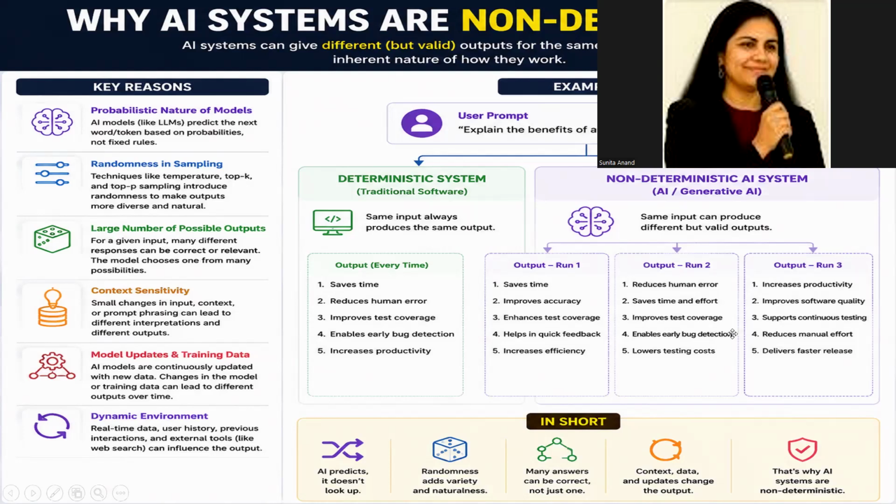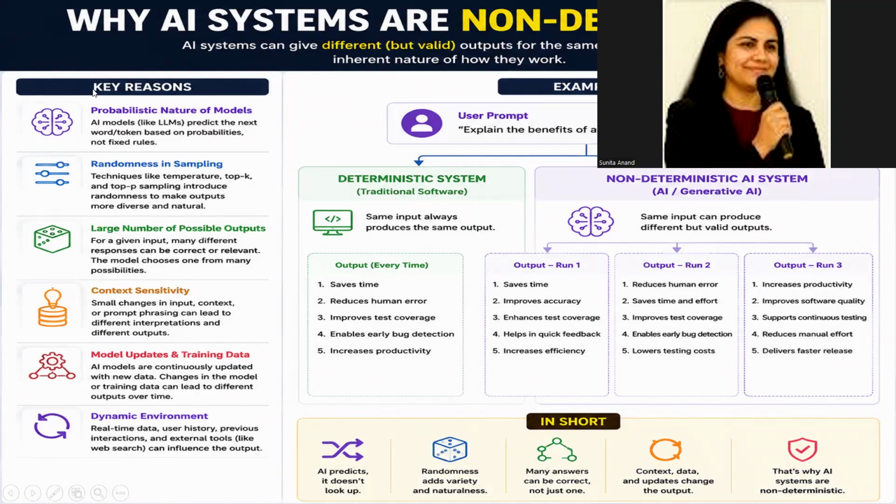Likewise in run three, what happens? It increases the test productivity. It improves the software quality. It supports continuous testing. It reduces manual effort. There's no manual intervention because everything is done by your AI, and it delivers faster release. So within a span of time, rather than logging efforts and time for your test cases, test scenarios, everything, you just need one input and you get a range of output. All three are correct. It's just that it is giving you more accuracy, more precision in each run.